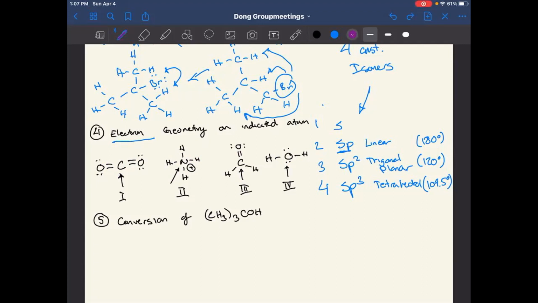So for the first structure, this is going to be carbon dioxide. We're looking at this carbon in the middle. It has 2 things attached, so this would be 2 double bonds. So that's going to be sp, which is going to be linear. Next, I'm going to look at the second structure, which is ammonium. We're going to look at this middle nitrogen. So this one has 4 things attached to it. So this is going to be sp3, and it's tetrahedral.